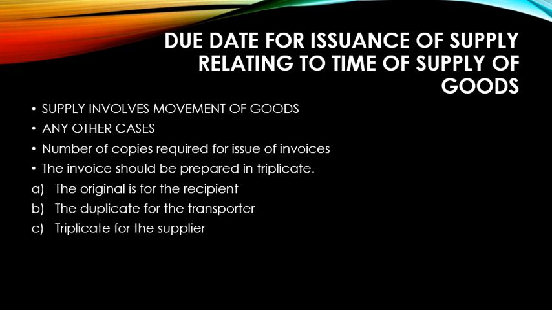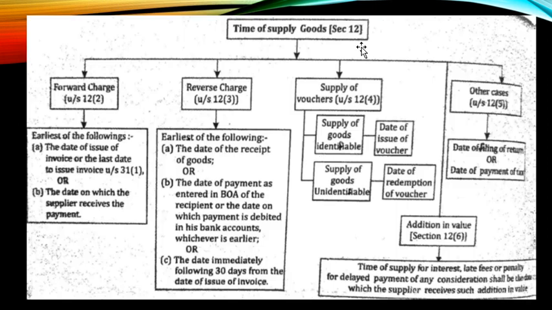So now let us get into the concept of time of supply. As we learned, based on the invoice date the time of supply will be decided. So now let us get into the various times of supply which are decided to pay the tax. As we already discussed in our first slide, time of supply of goods comes under section 12. That section 12, time of supply of goods, is divided into 4. First one is forward charges. Forward charges will always be from the point of view of the supplier.